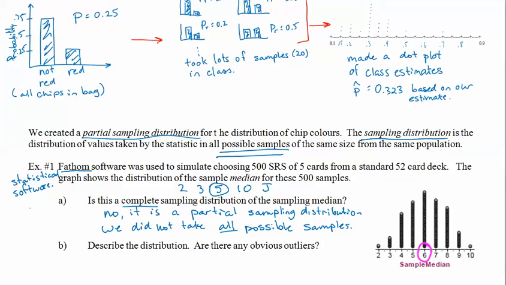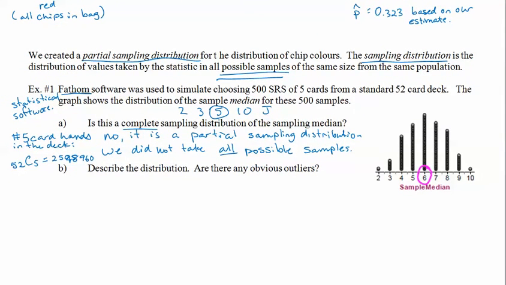If we had taken all possible samples, we would have had the number of 5 card hands in the deck, which we could have found by doing 52 choose 5, which comes out to 2,598,960. So 500 is definitely not going to get all of our samples.